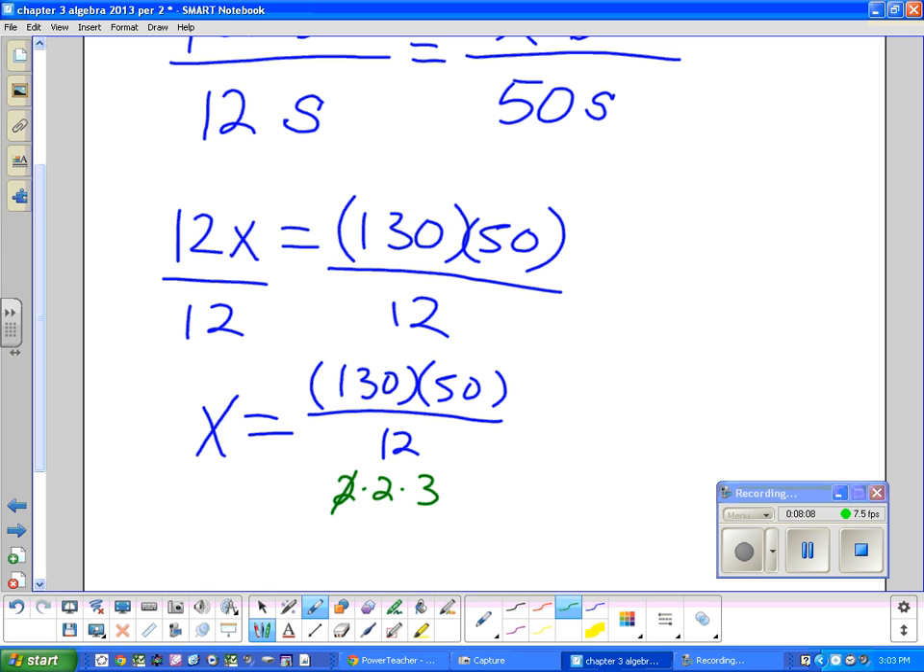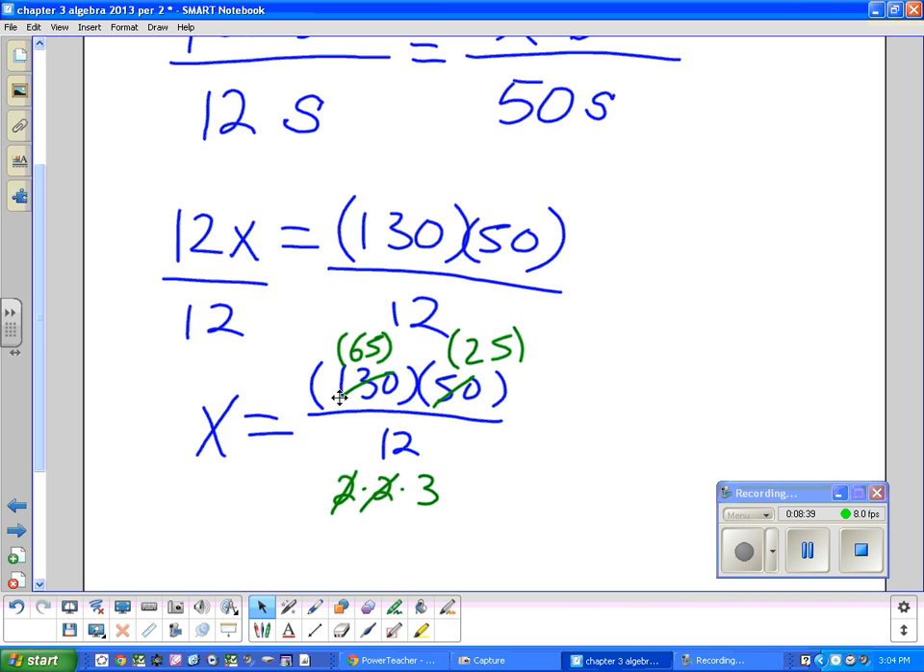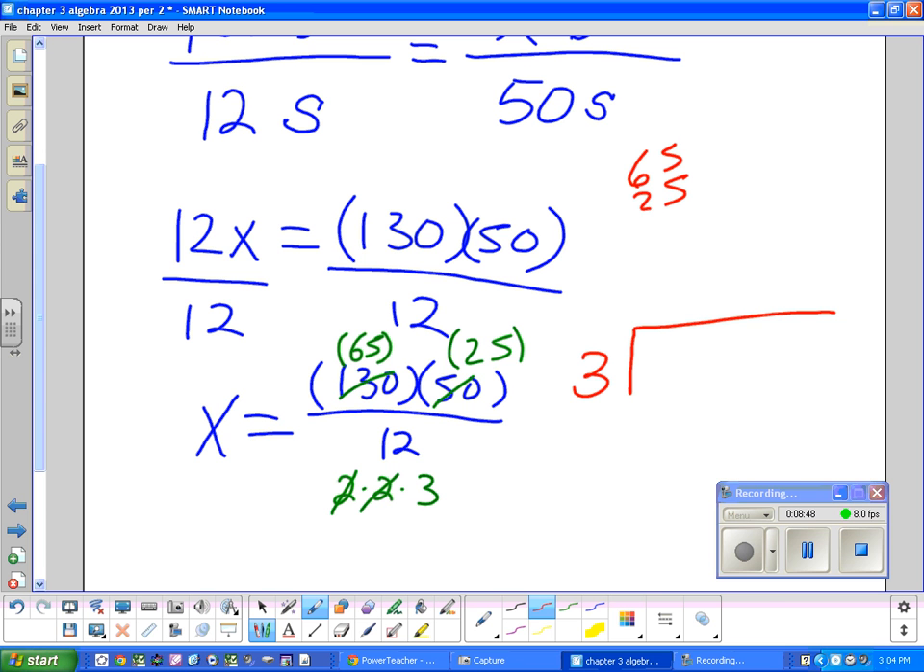So let's cancel a 2 from the 50 to get a 25. And if we cancel a 2 from the 130, half of 130, you get 65, and a 2 from the 50, you get 25. And I think that's all the division I can do. So now I need to multiply and divide by 3. So 3 into 65 times 25.